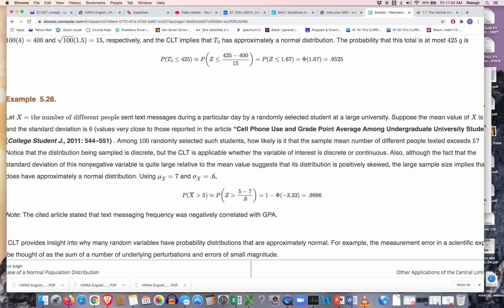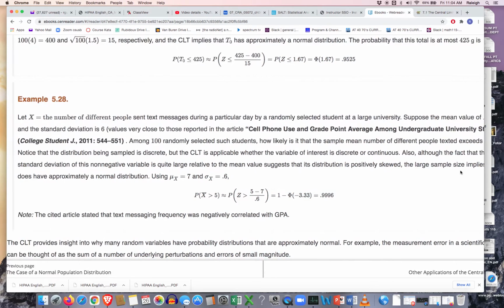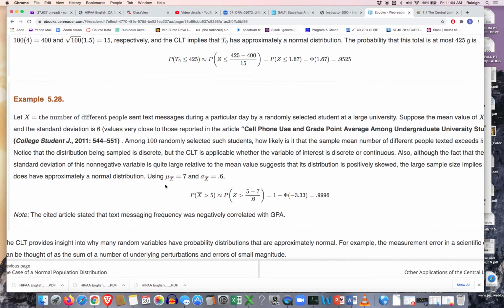Although the fact that the standard deviation of this variable is quite large relative to the mean value suggests that there's a skew, a positive skew, the large sample size implies that x bar does have a normal distribution. So we've got 100. That really helps.